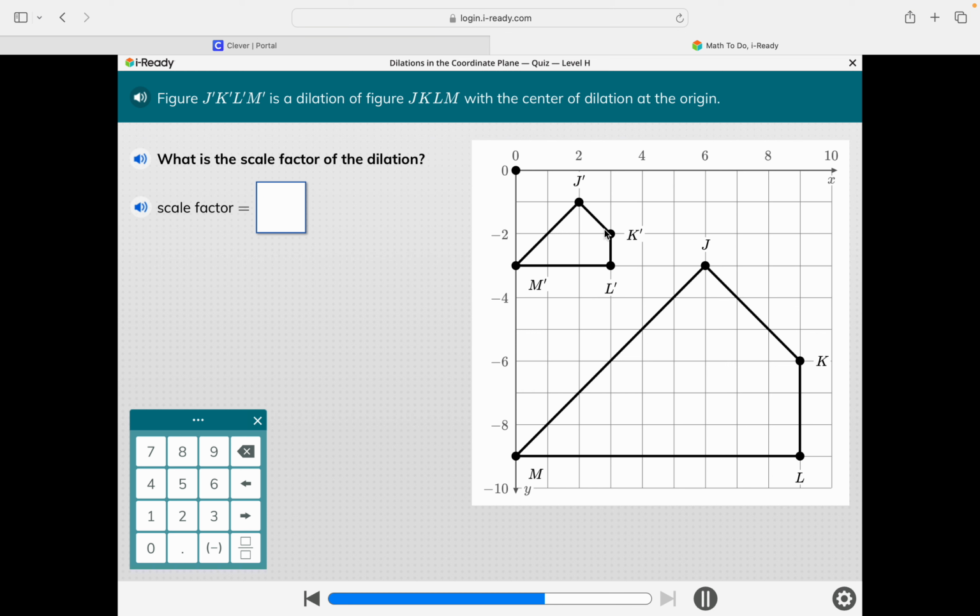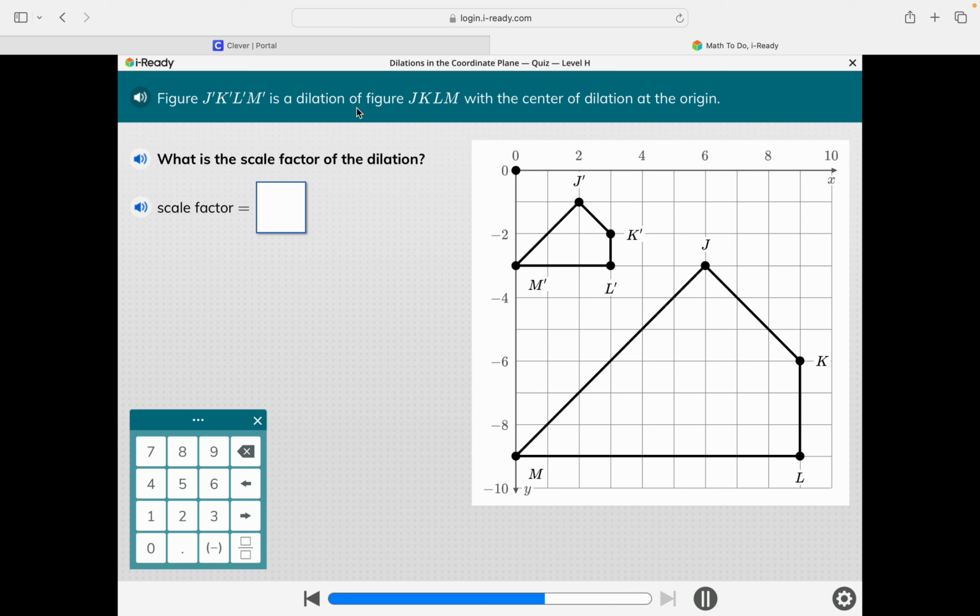Now make 9 equal to 3, Swani. Hold on, let me see. The figure J prime, K prime, L prime, M prime is a dilation of figure JKLM with the center of dilation at the origin. What is the scale factor of the dilation?